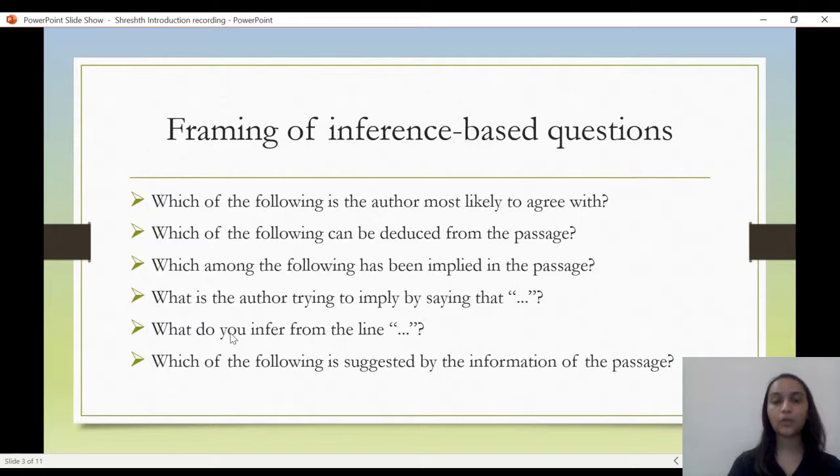And a line from the passage would be quoted. What do you infer from the line? And a particular line would be quoted. Which of the following is suggested by the information of the passage? So you'll have a couple of options following this, and you would have to select the most appropriate option.